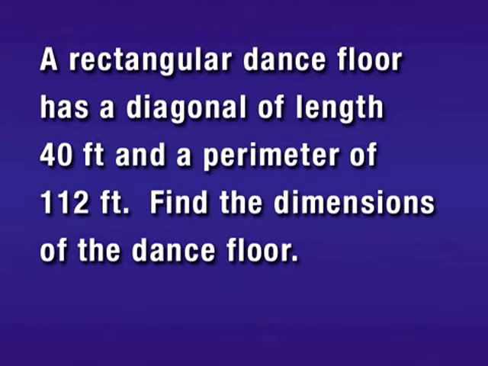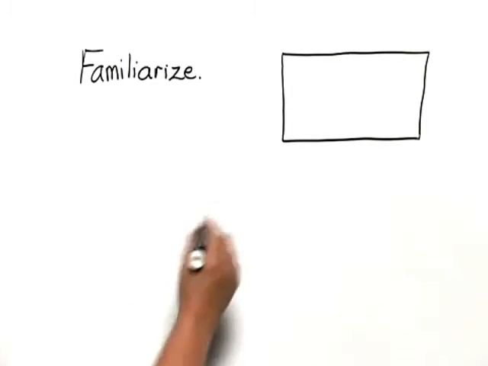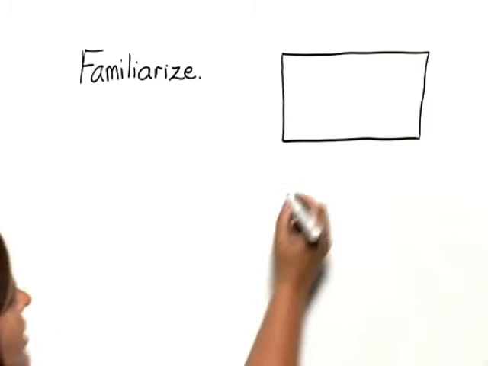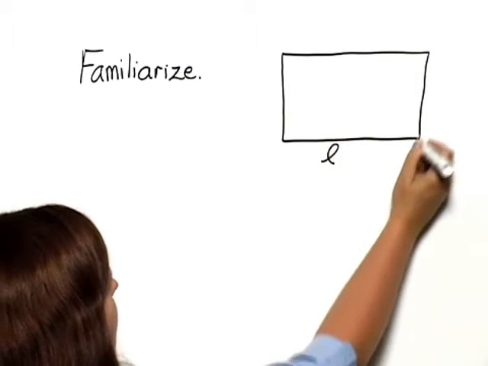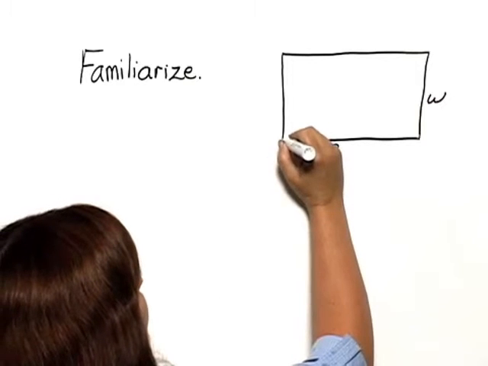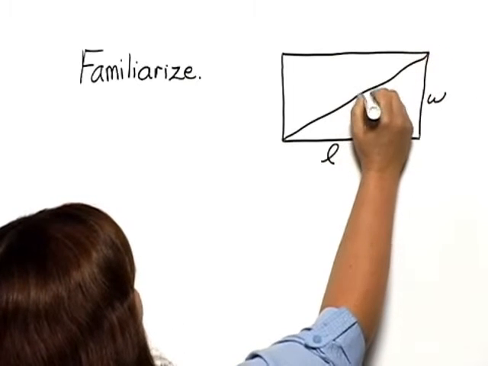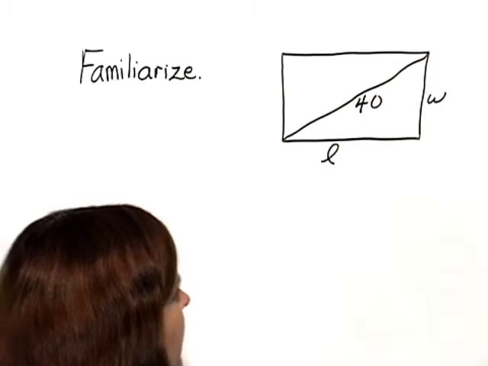A rectangular dance floor has a diagonal of length 40 feet and a perimeter of 112 feet. Find the dimensions of the dance floor. To familiarize ourselves with this problem, we'll draw a picture of the rectangular dance floor, and we'll label the length L and the width W. We're also told what the length of the diagonal was, so let's draw in a diagonal and label that 40.